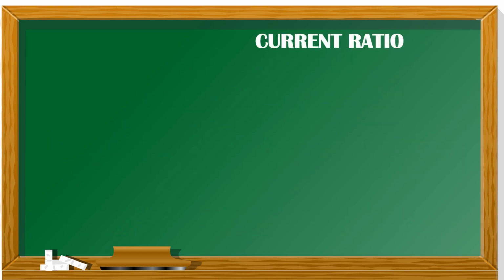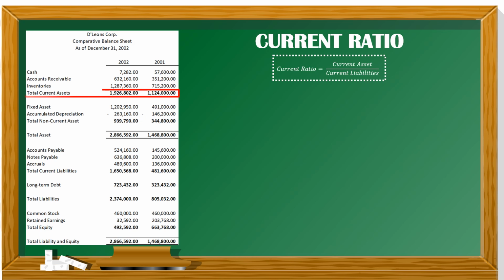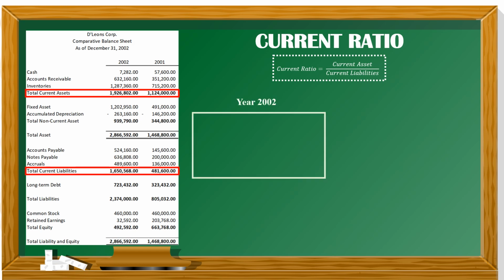We have here the current ratio. In this ratio, we will be using the balance sheet of De Leon Corp as an example. Again, the formula of the current ratio is equal to the current assets divided by the total current liabilities. Next, we are going to compute the current ratio for year 2002 and 2001.